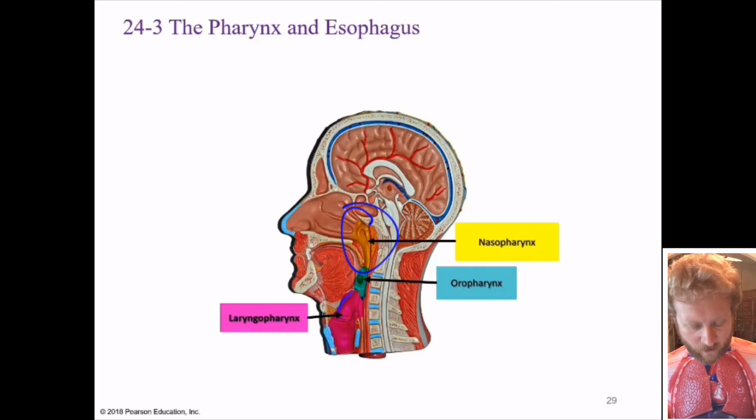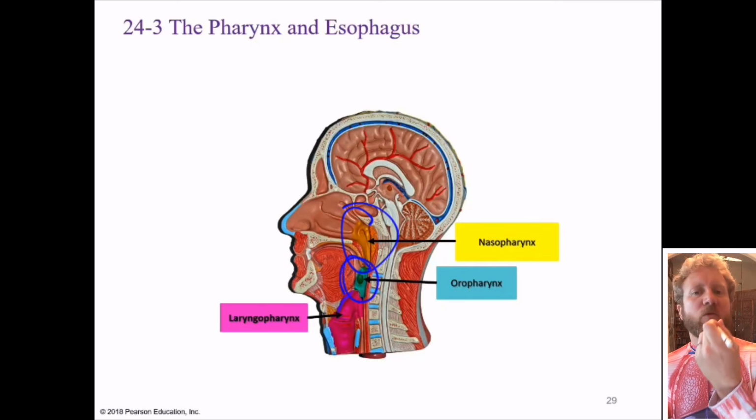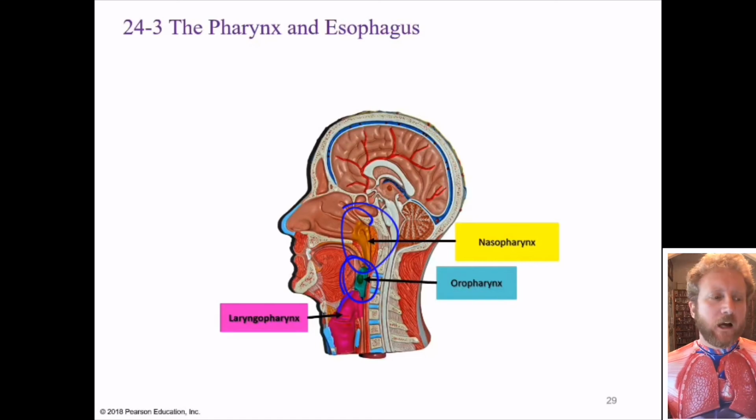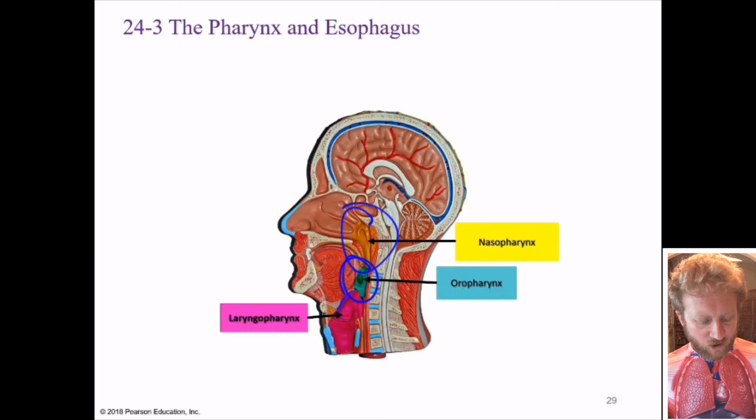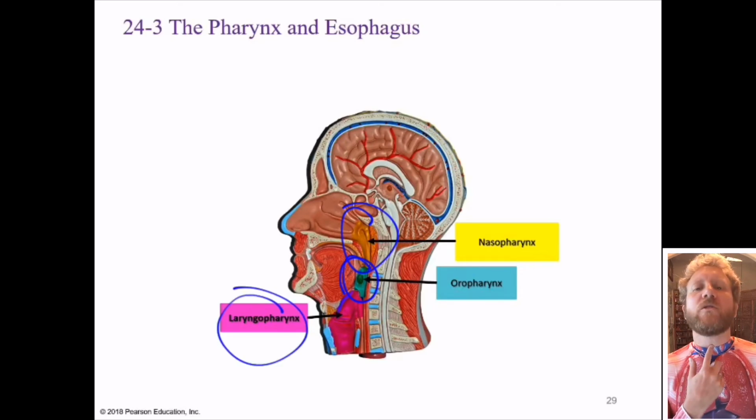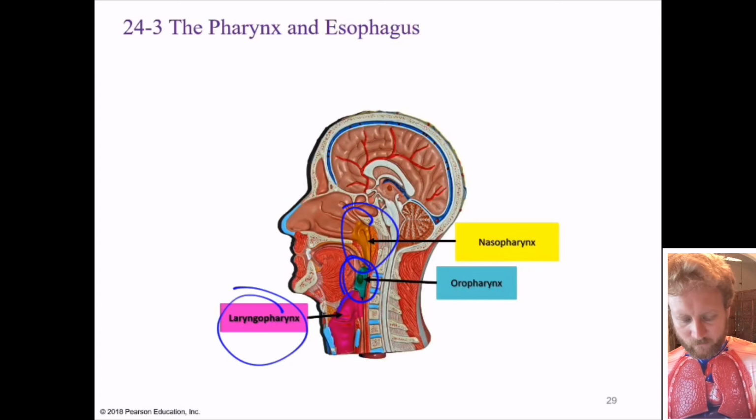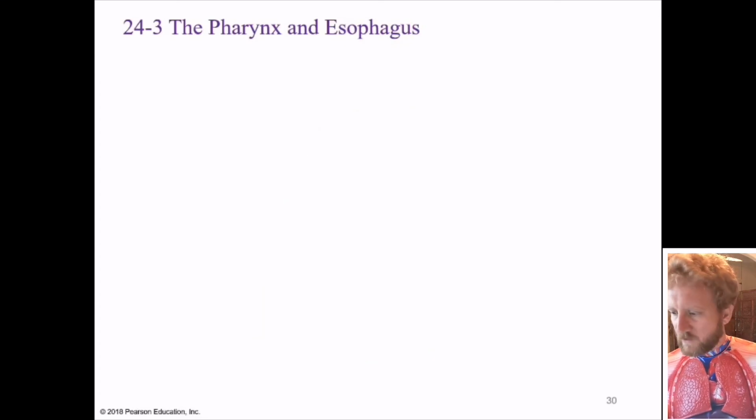The oropharynx is basically the back of your throat, like that. That's where the food is going to go. And then we've got the laryngopharynx, which is the lowest part, talking about right here where your epiglottis is. Right here is my trachea. Right behind that is my esophagus. And then I'm going to go down past all of that stuff into the actual esophagus proper.